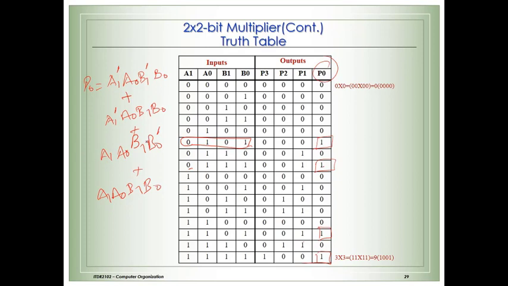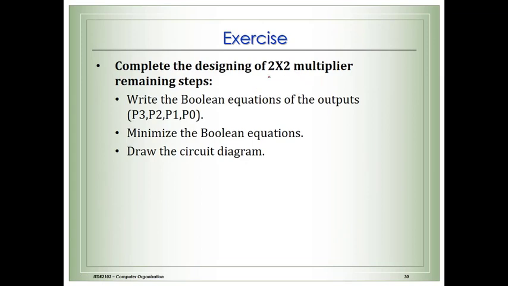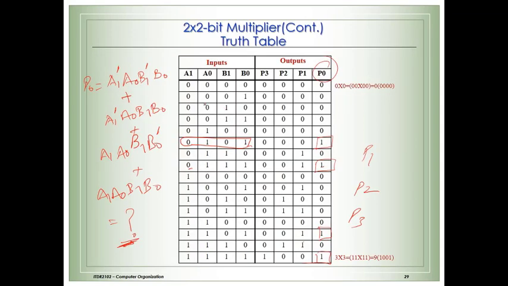Then you will take some common, apply Boolean identity, and you will get a simplified equation, correct? Similarly, you will do that for P1, P2, and P3. Once you get all these 4 equations for P0, P1, P2, P3, then you can design your circuit, correct? So here, this is the exercise for you. Complete designing the 2 by 2 multiplier remaining steps. The first step, the truth table has been given to you. So write the Boolean equation of the output for P3, P2, P1, P0. I have written for P0, but you need to simplify it further.